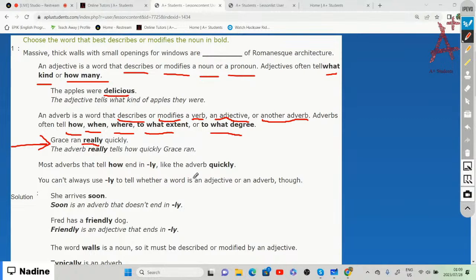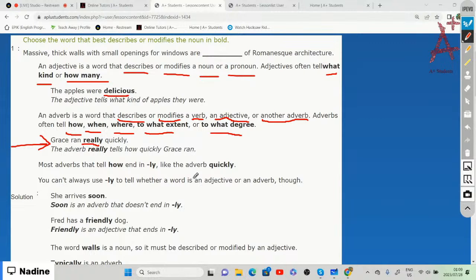You can't always just use ly to tell whether a word is an adjective or an adverb. As much as we say that most adverbs that tell us how end in ly, it's not just adverbs that end in ly, and not all adverbs that tell us how end in ly. That is why we're saying most.